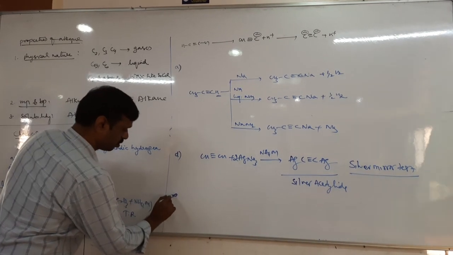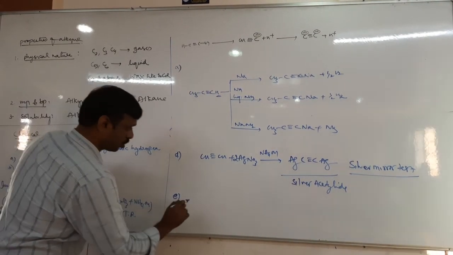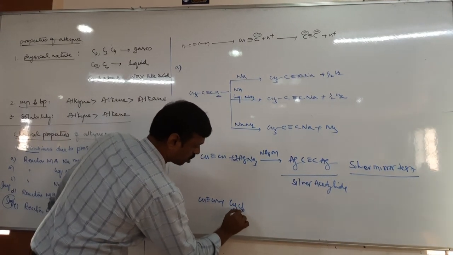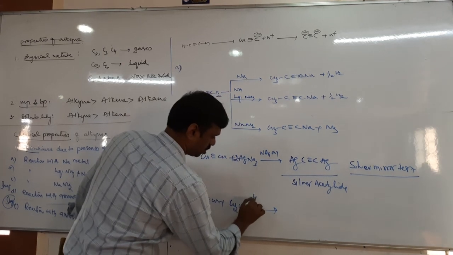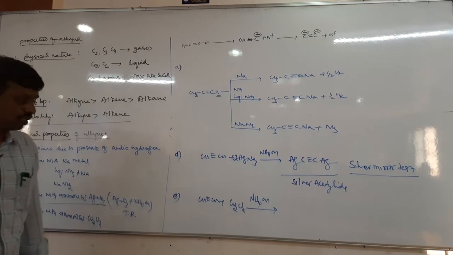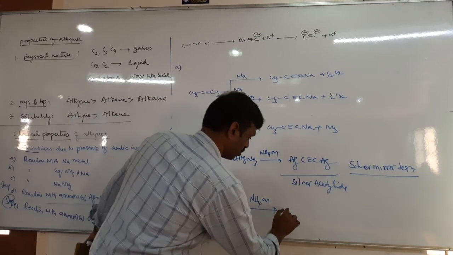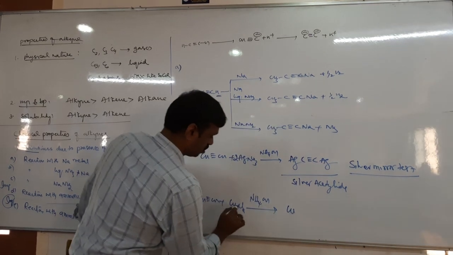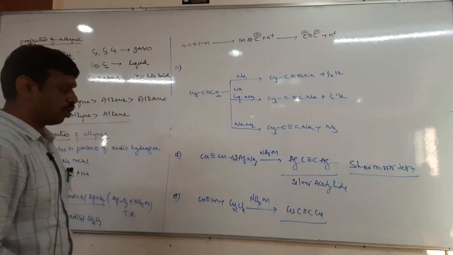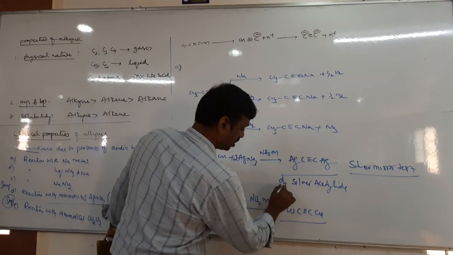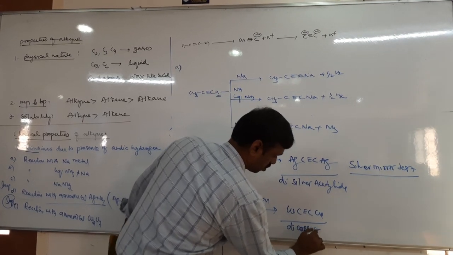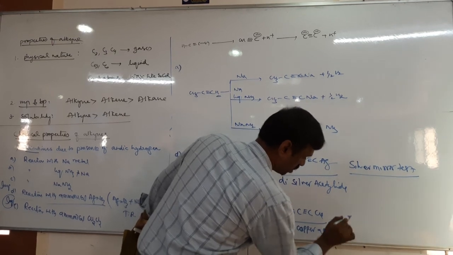Next, reaction with cuprous chloride. Acetylene reacts with cuprous chloride in presence of ammonium hydroxide only, ammoniacal cuprous chloride. Tell me, what is the product? So if you take 2 moles, dicopper acetylide.